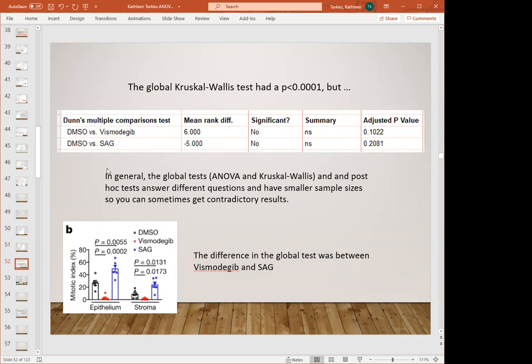But I'm thinking that the significant result for the Kruskal-Wallis test was really driven by the result between the V and the SAG group, which is a much bigger difference than between the DMSO versus the V or the SAG group. But we were only doing comparisons between the DMSO and the other two. So that's why in this case, we found there was not a difference between the groups.